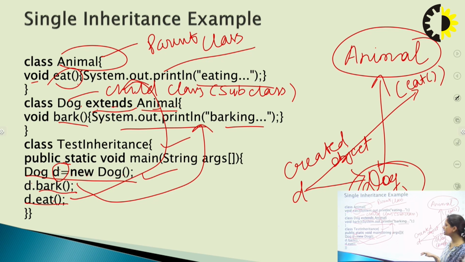And what we will get as output: first the call will be made for bark, so first the output will be "barking", and then the other output will be "eating". So this is the concept of single inheritance, where we have only a single parent class and only one child class of that parent class. So this is the output, barking and eating.